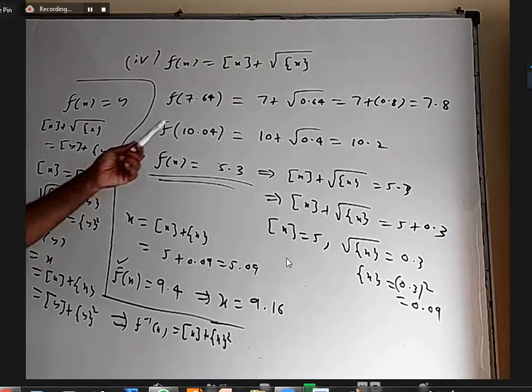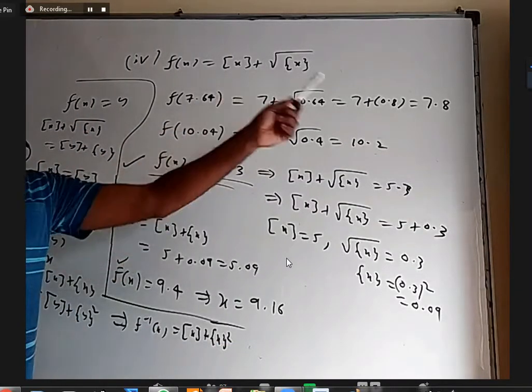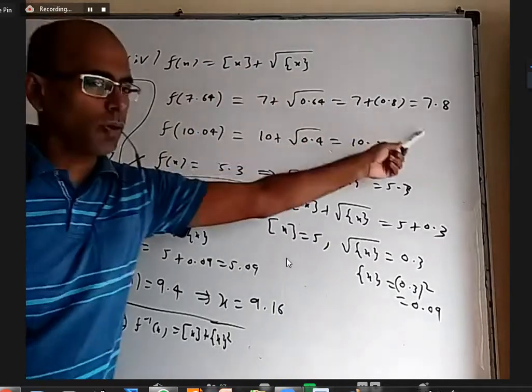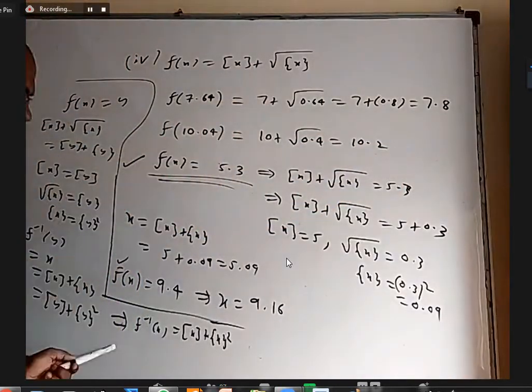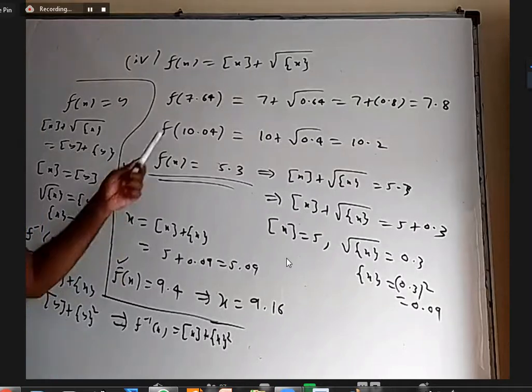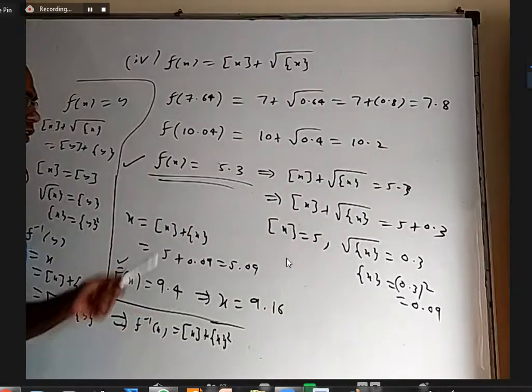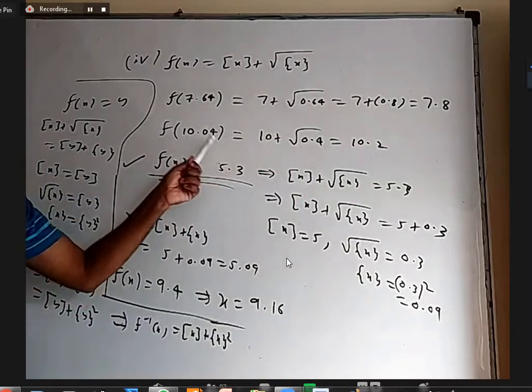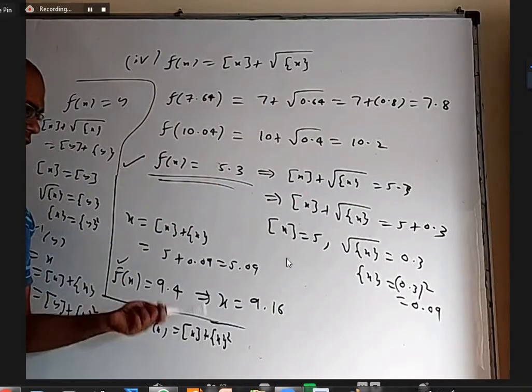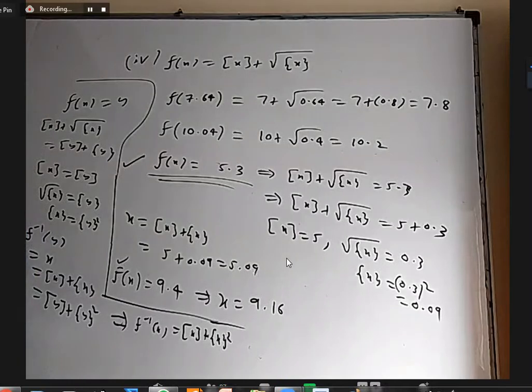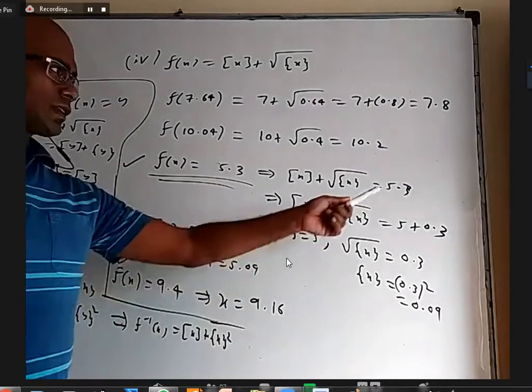If in doubt, f of 7.64 should come 7.8, which means f inverse of 7.8 should come 7.64. You can check that if you want. Similarly, f of 10.04 is 10.2, which means when you substitute into f inverse, 10.2 should give 10.04. Substitute 10.2 here and see whether you are getting it or not. Or similarly, you can check for this.